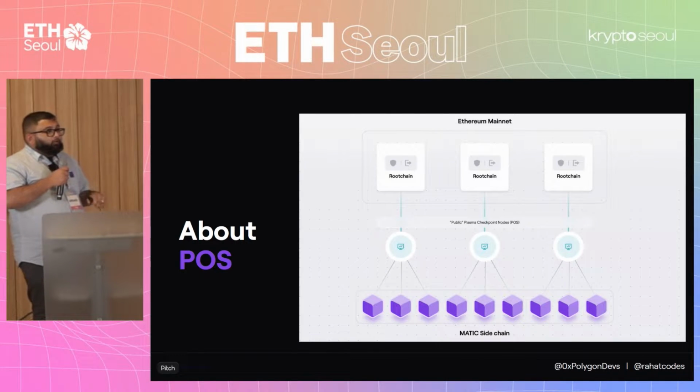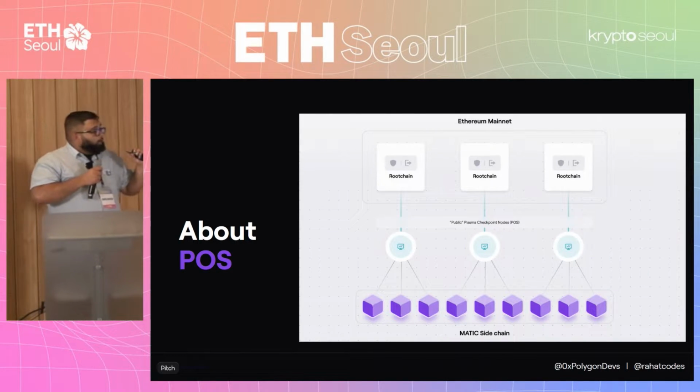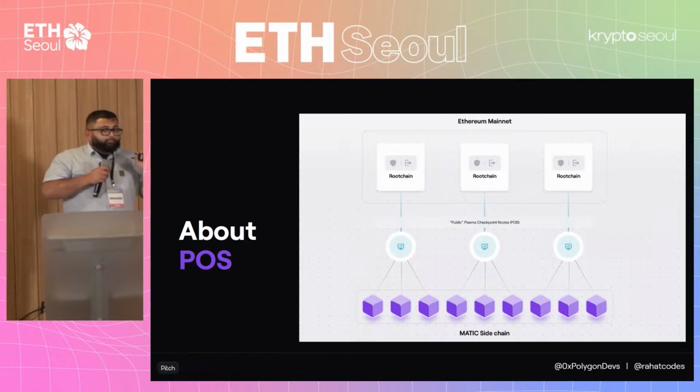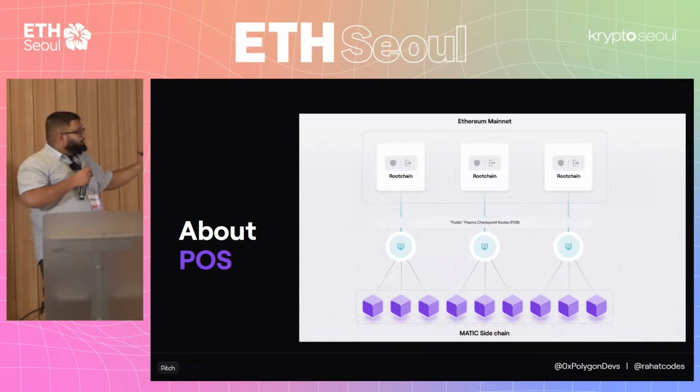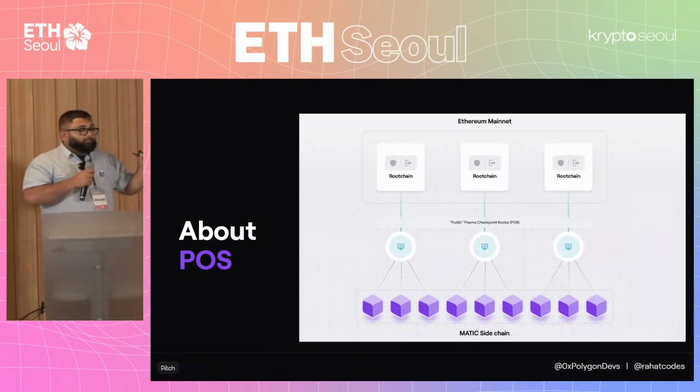In the middle, we have a layer called the plasma layer. What the plasma layer does is that it has these specific checkpoint nodes that are going to be looking periodically at the state of the Matic sidechain and saving a hashed value of that to a smart contract that lives on the Ethereum mainnet.